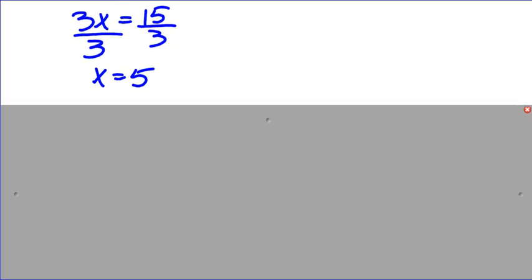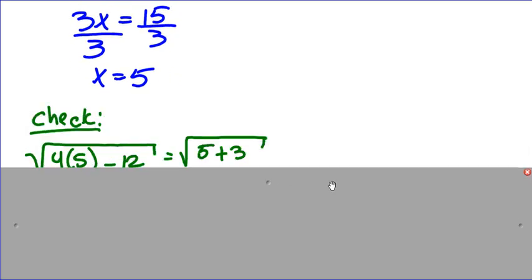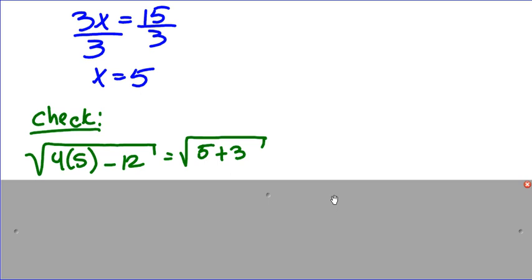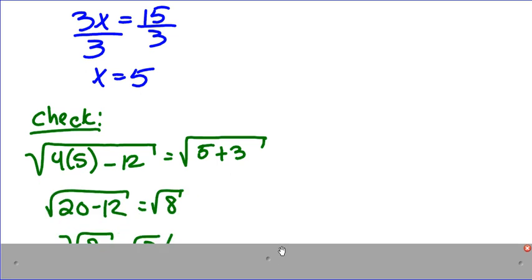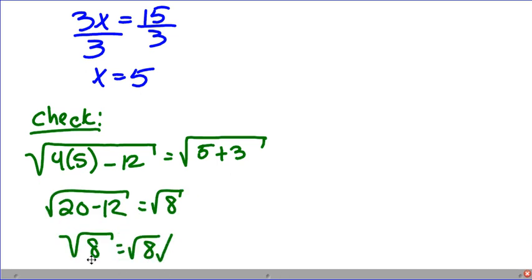Again, we have to check to make sure it's valid, so substitute it back into the original equation, and let's see what happens. On the right-hand side, we have 5 plus 3, that would be a total of 8. The left side, 4 times 5, that's 20. 20 minus 12, that also is 8. You've got the radical of 8 equaling the radical of 8. It checks out. X has to be equal to 5.